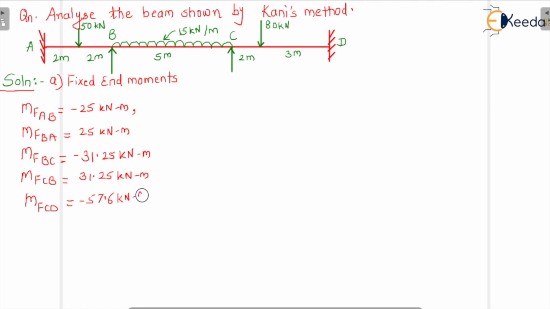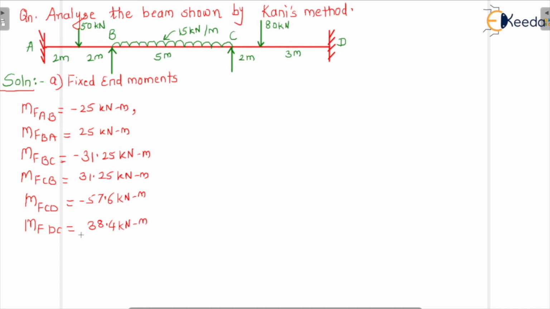I want you to refer to your notes and calculate the fixed end moments, and match the answer with the answers I have written here. When you use this load, the formula is W a square b by L square, and when you use that formula you will get this answer.